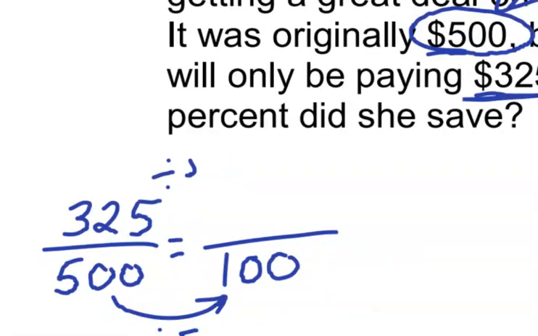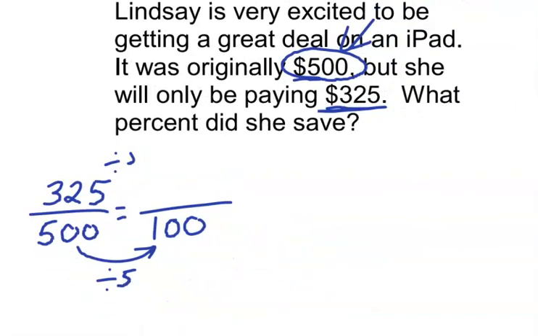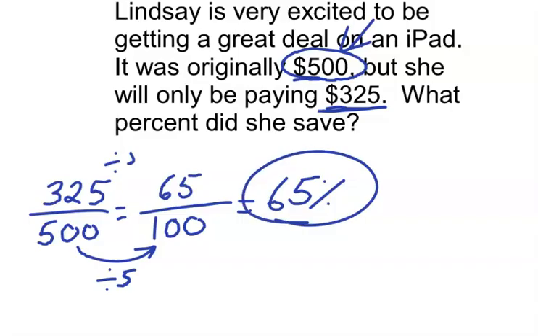Okay, so if I do that, 325 divided by 5 is 65. So it's going to be 65 out of 100. Well, 65 out of 100 happens to be 65%. Okay, so she paid 65% of the original cost of 500. Okay, so what would be the discount? Well, you're going to do 100 minus 65, which would be 35, right?